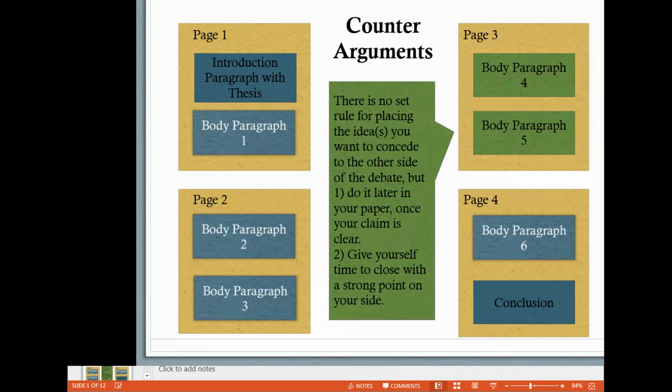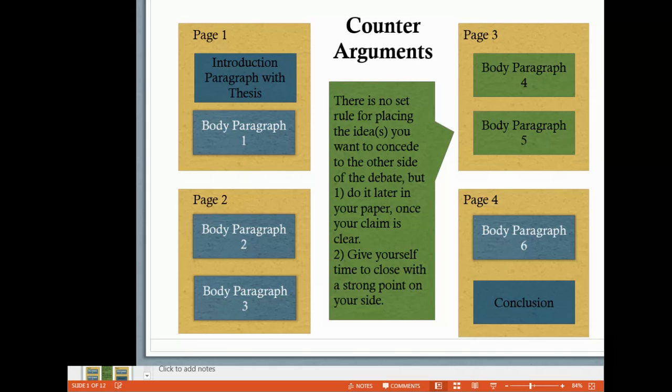Counter arguments. We're going to be talking about counter arguments soon. They're very difficult to do, if you haven't already experienced that. It's my experience they're hard to do well. So one thing you want to be sure to do is to think about placement of your counter argument later in your paper.